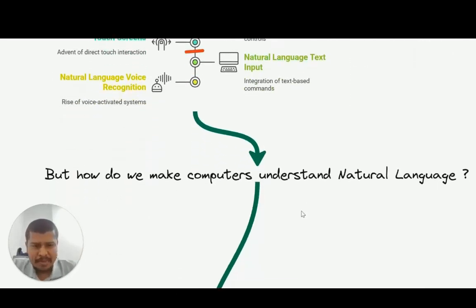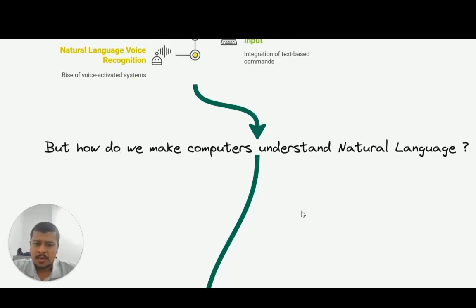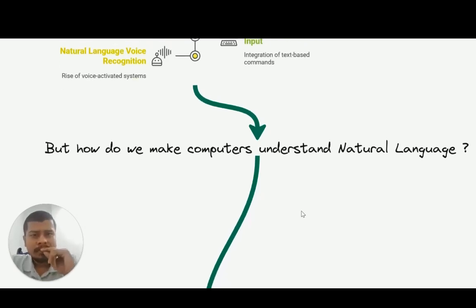But then we might have this question: how do we make computers even understand natural language? So for that, we need to know one thing specifically before even going there. Computers understand only numbers, right? And that too only binary systems. So how do we make computers understand natural language?